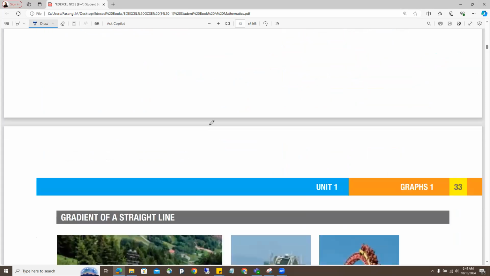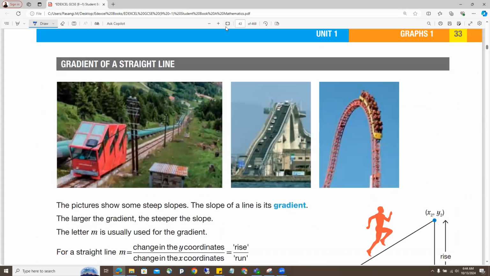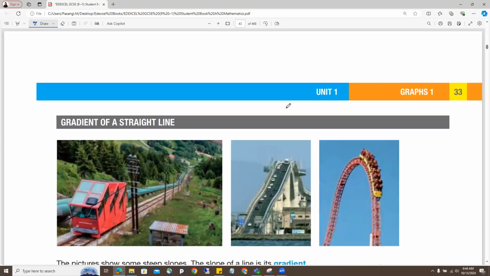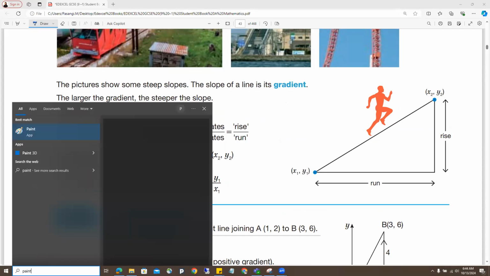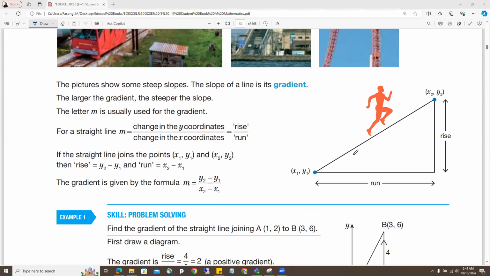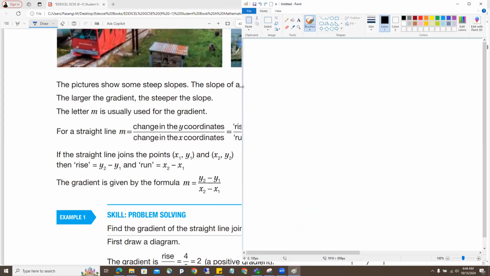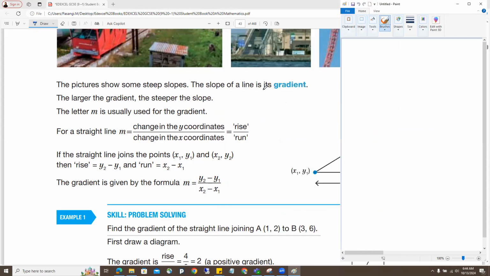Okay, then if we move to the next part, now we are going to learn about the gradient of a straight line. How are you going to measure this gradient? Let me share my entire screen and take a paint. The gradient is actually what we call the slope. A normal word would be slope. The slope of a line is also called the gradient.